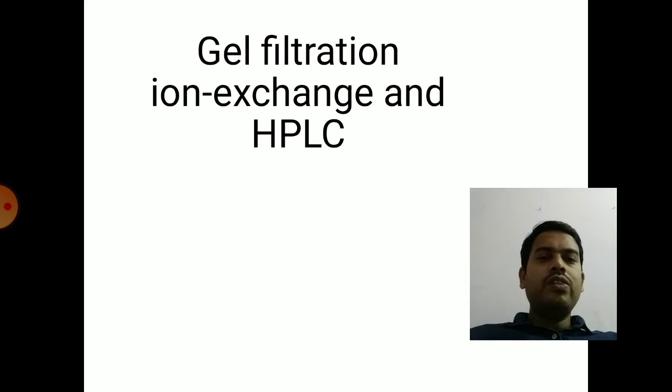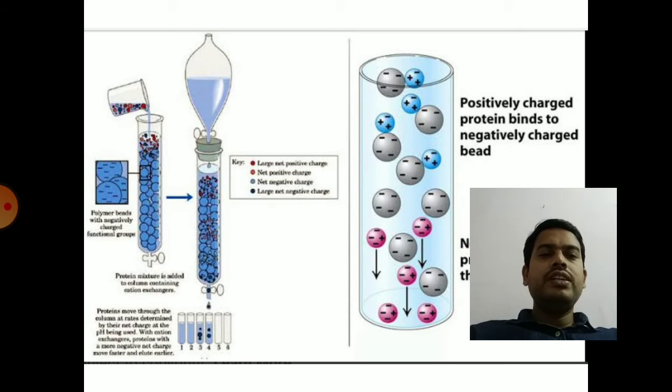So today we are going to discuss three types of column chromatography techniques: gel filtration or molecular exclusion chromatography, ion exchange chromatography, and high performance liquid chromatography. These three are included in your syllabus. So the first one is gel filtration or molecular exclusion chromatography.